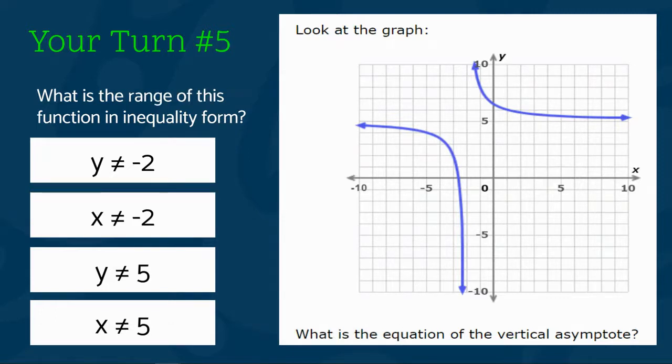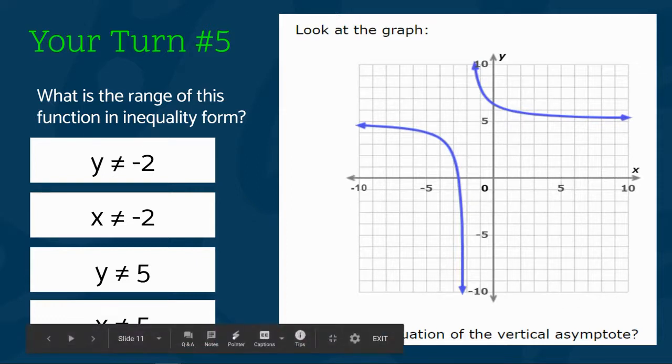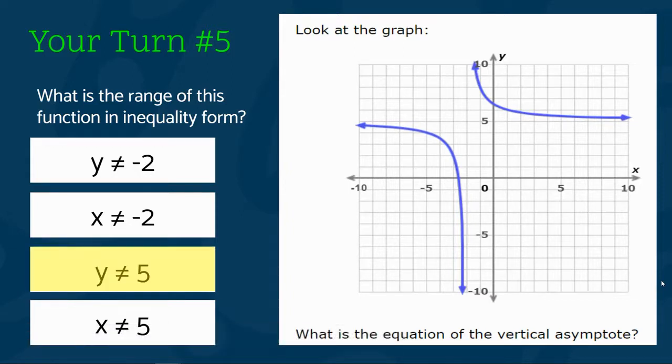Okay, so this is the last question, your turn. What is the range of the function in the inequality? And again, use your asymptotes as your clues. In this case, we're looking at what crosses the y-axis, so that would be a horizontal asymptote. And your answer is y cannot equal 5 because it's coming really, really close to that 5. It's never actually touching it.